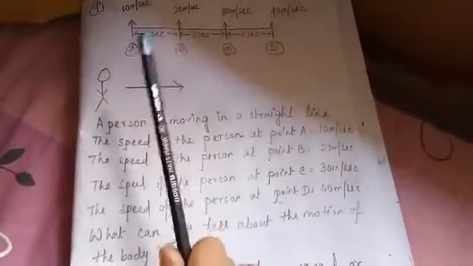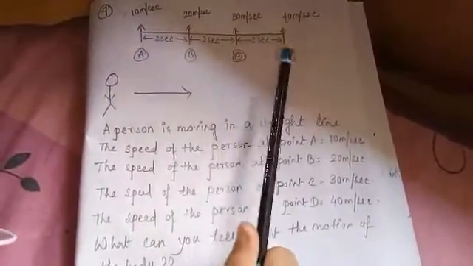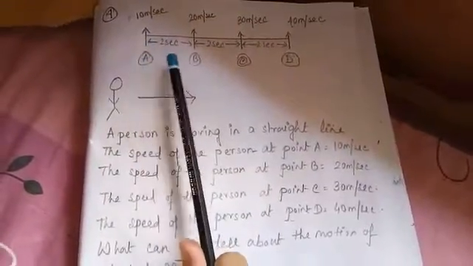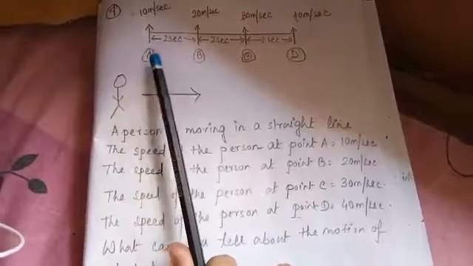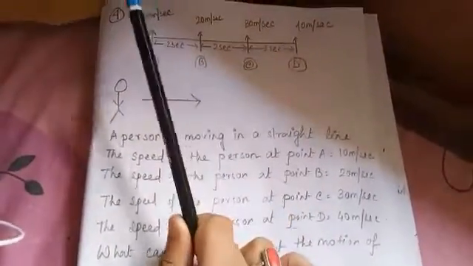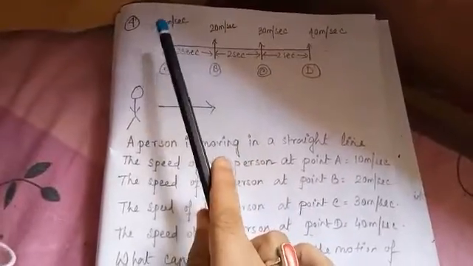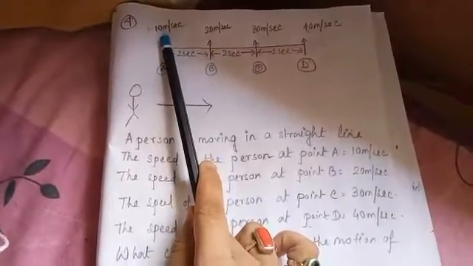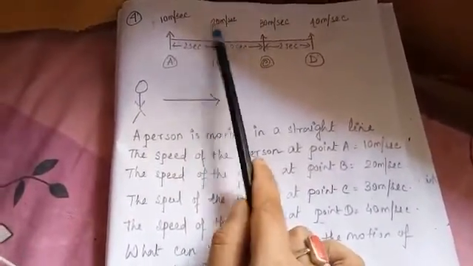Now let's check whether the acceleration is uniform or not. To check the acceleration, first take the difference from A to B, the change in velocity and the time difference. Here the velocity of 10 meters per second was the initial. After 2 seconds at point B, the velocity was 20 meters per second, right?